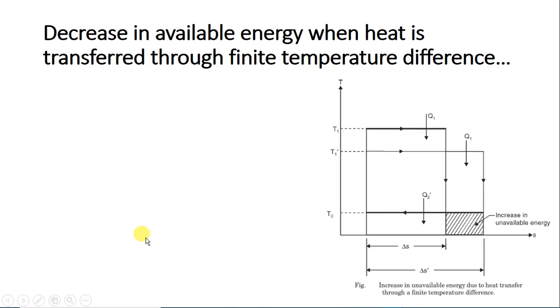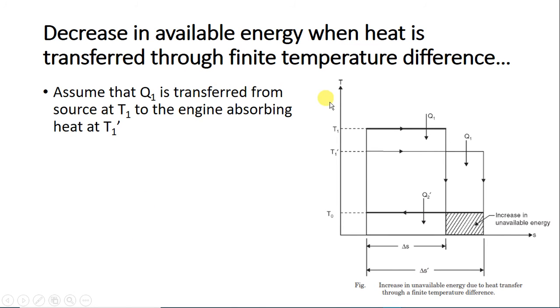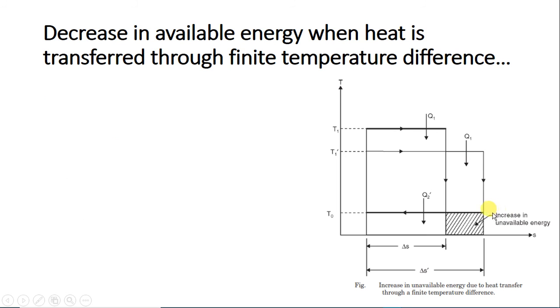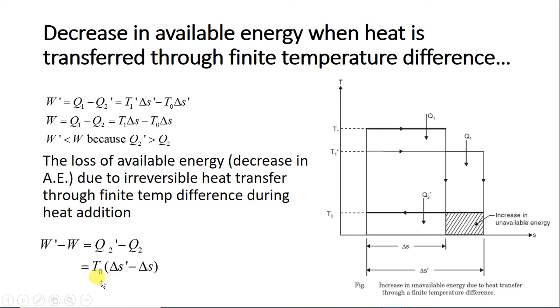Then we have seen whenever there is heat transfer through finite temperature difference, there is loss of available energy, or decrease in available energy, or increase in unavailable energy, and that value is T0 (delta S dash minus delta S), this area.